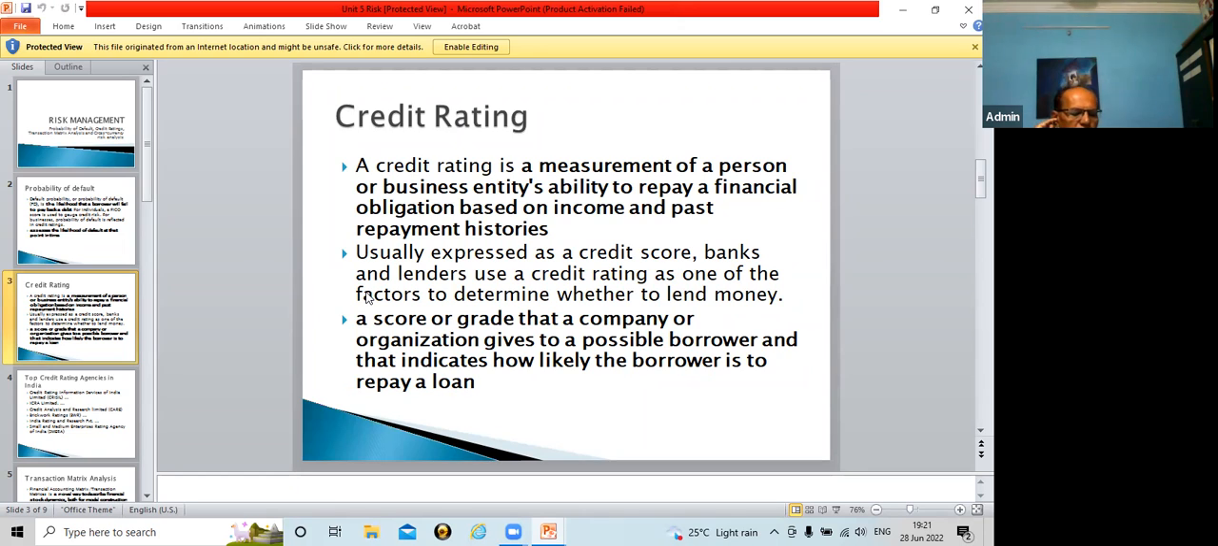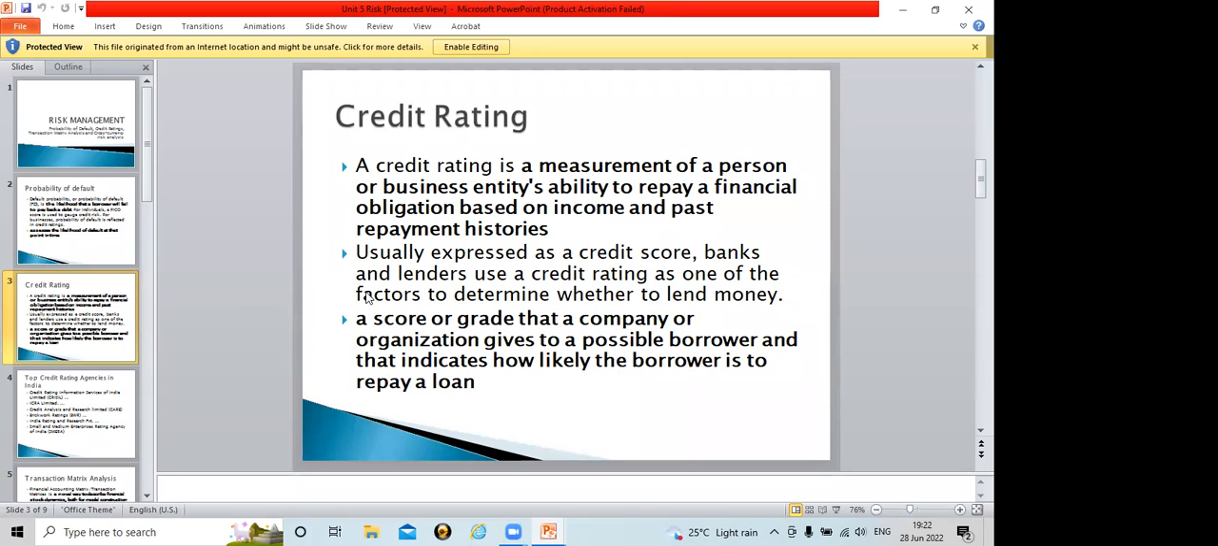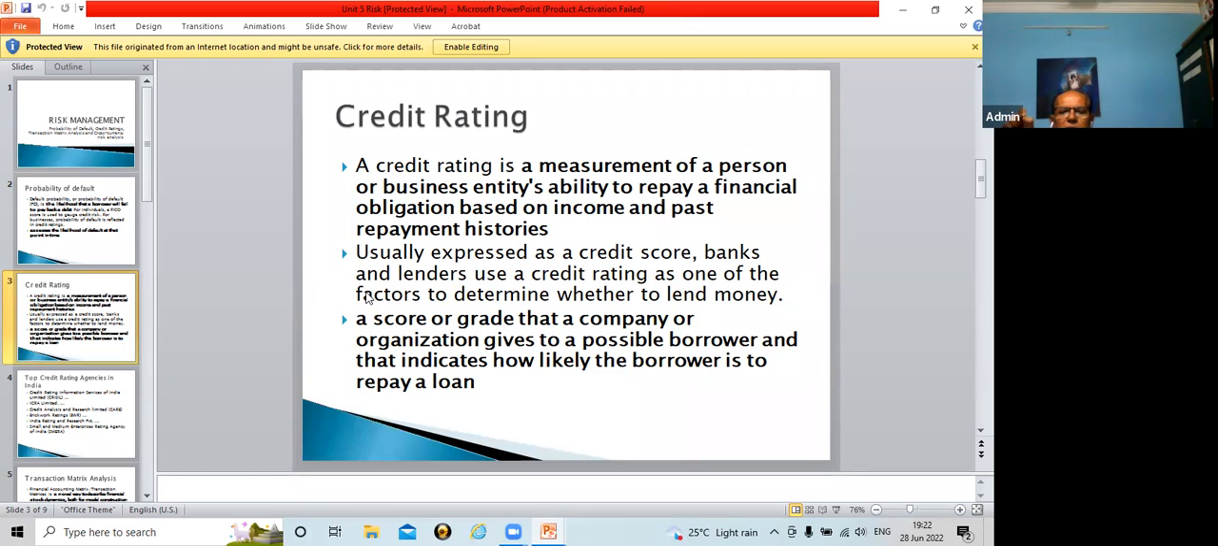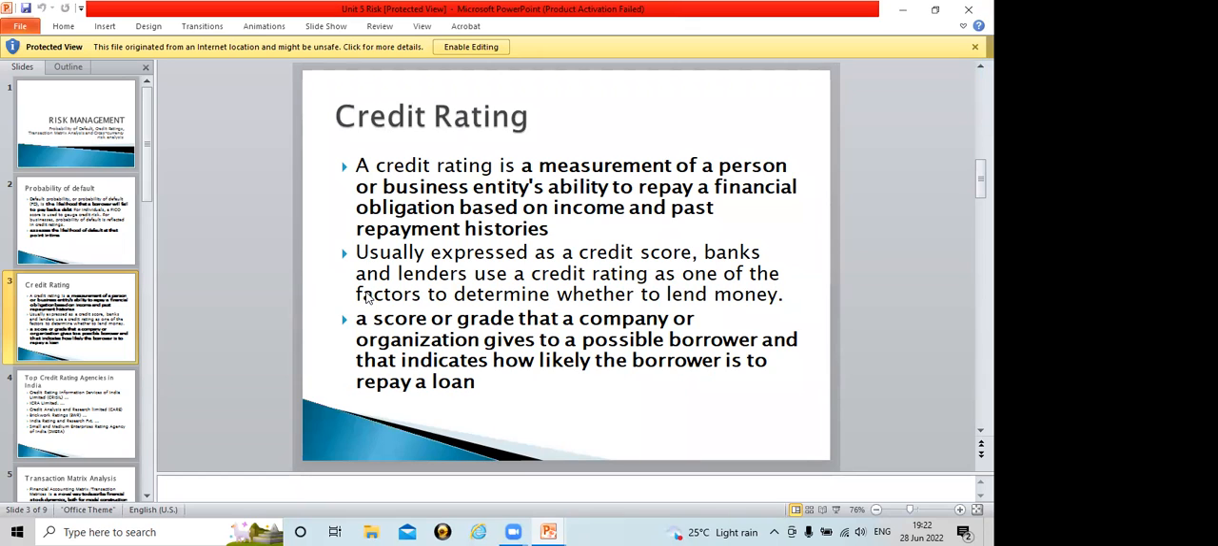Can you answer? Which factor? Which factor indicates the capability of the organization? Which item indicates the capability of the organization? Sir, credit score. That is the net profit of a company. Net profit. Okay, net profit. Sorry, sir. Profit and loss account.